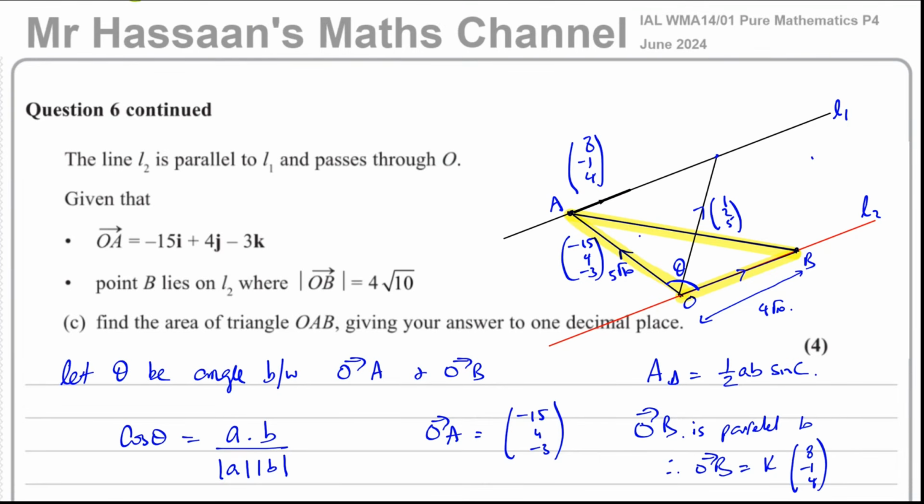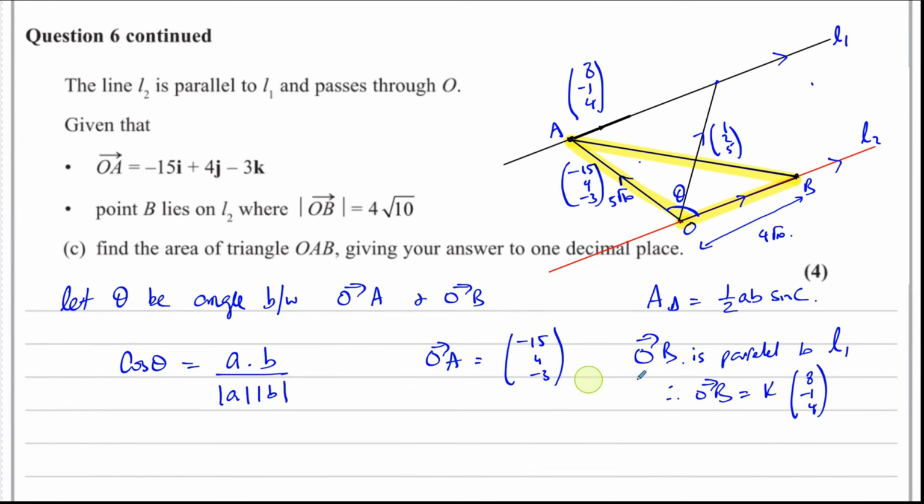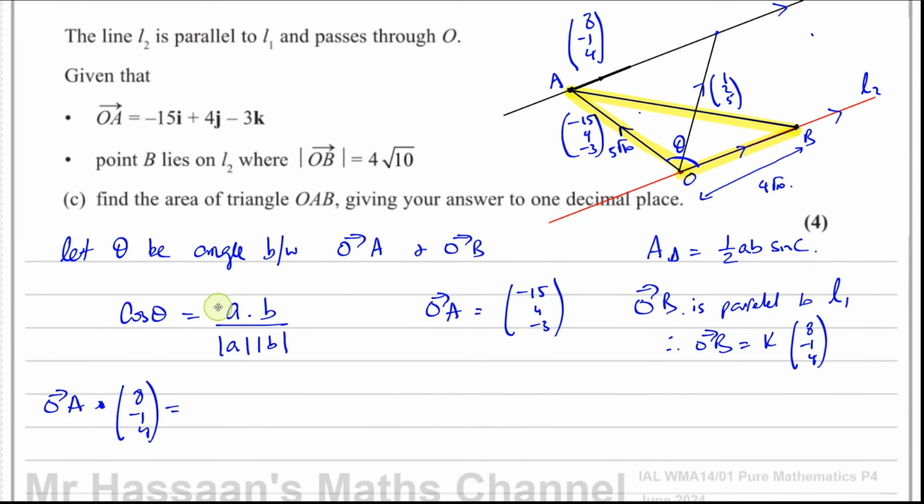Even though we don't know what O to B is, because those two lines are parallel to each other, we can take its direction vector as 8, minus 1, 4. So that's fine. So I can say O to A dotted with 8, minus 1, 4. The dot product of those two will give us the A dot B in our formula.